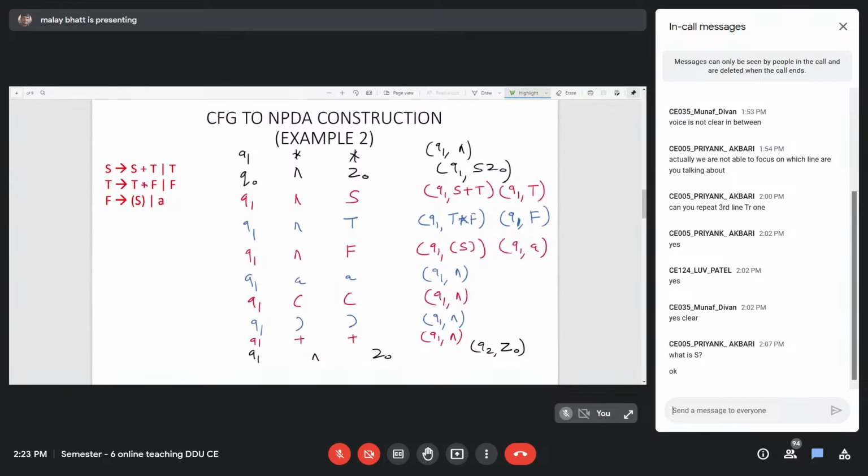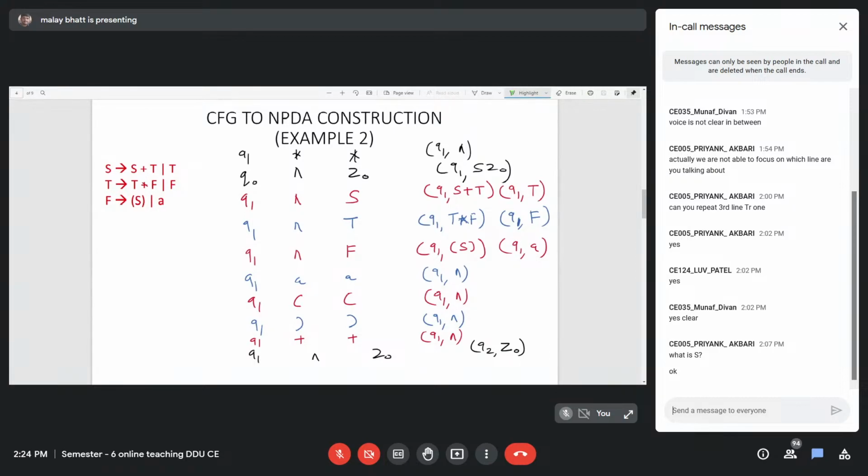Similarly, for non-terminal T, we are writing Q1 null T, which will give us Q1 T into F and Q1 F. We have the third non-terminal F, so we'll write Q1 null F, which will give us Q1 within parenthesis S, and Q1 A.